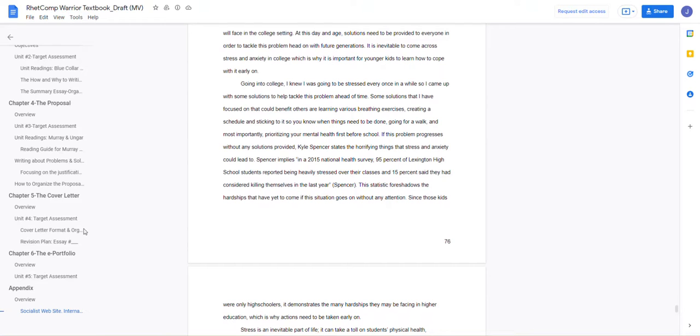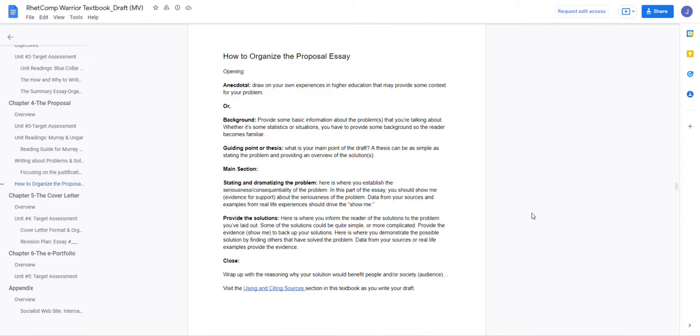If we were to go back up to the unit on how to organize a proposal essay, for the opening, I provide you 2 pathways, the anecdote and the background, along with a thesis. Then the main section is broken down into 2 portions here, problem and solution. This is the organizational structure. The proposal argument in itself depends upon a problem-solution format. You dramatize the problem, establish the seriousness of the problem, and then offer solutions that would solve that problem. And then your conclusion.